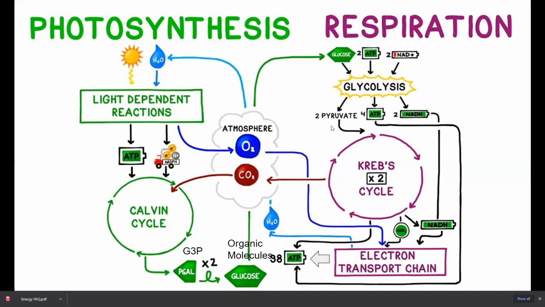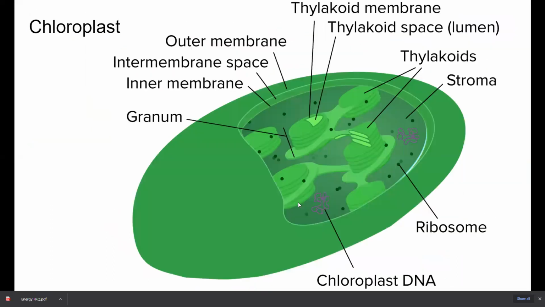Those pyruvates, after they are converted into acetyl-CoA, are going to power the Krebs cycle. The Krebs cycle is going to produce NADHs and FADH2s that power the electron transport chain of respiration, which is going to generate, let's not forget, H2O. I kind of glossed over that fact. I'll go back to it.